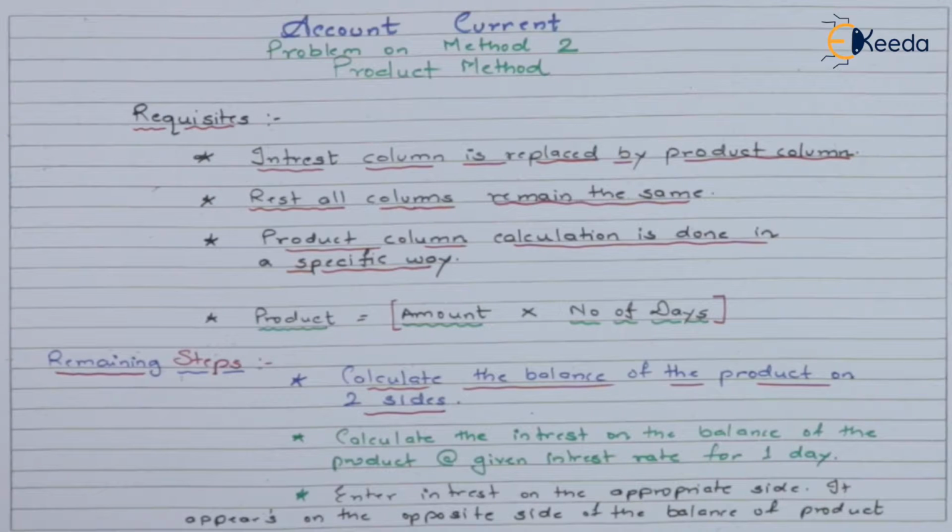So if the credit side is greater than the debit side, the balance will be mentioned on the debit side. On that specific balance itself, we will be calculating the interest. If it is 10%, then 10% on that amount for one day, how much is the interest, that will be calculated. Now whatever interest has been calculated, it will then be mentioned on the opposite side of where the balance has been mentioned. So if the product balance has been mentioned on the debit side, this interest will be mentioned on the credit side of the amount column. Similarly, if this has been mentioned on the credit side, interest will be mentioned on the debit side of the amount column. That will mark the closure of any specific sum under this product method.